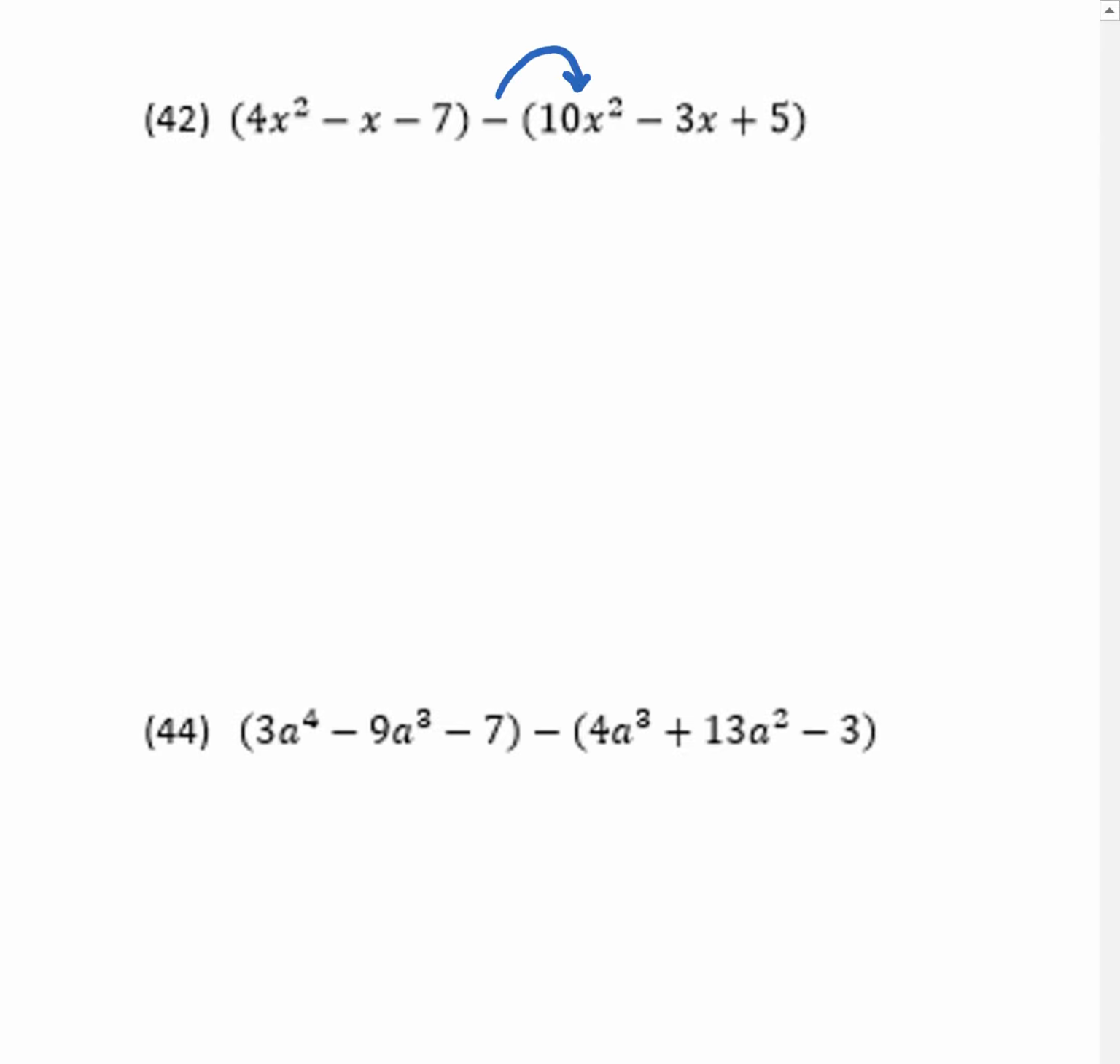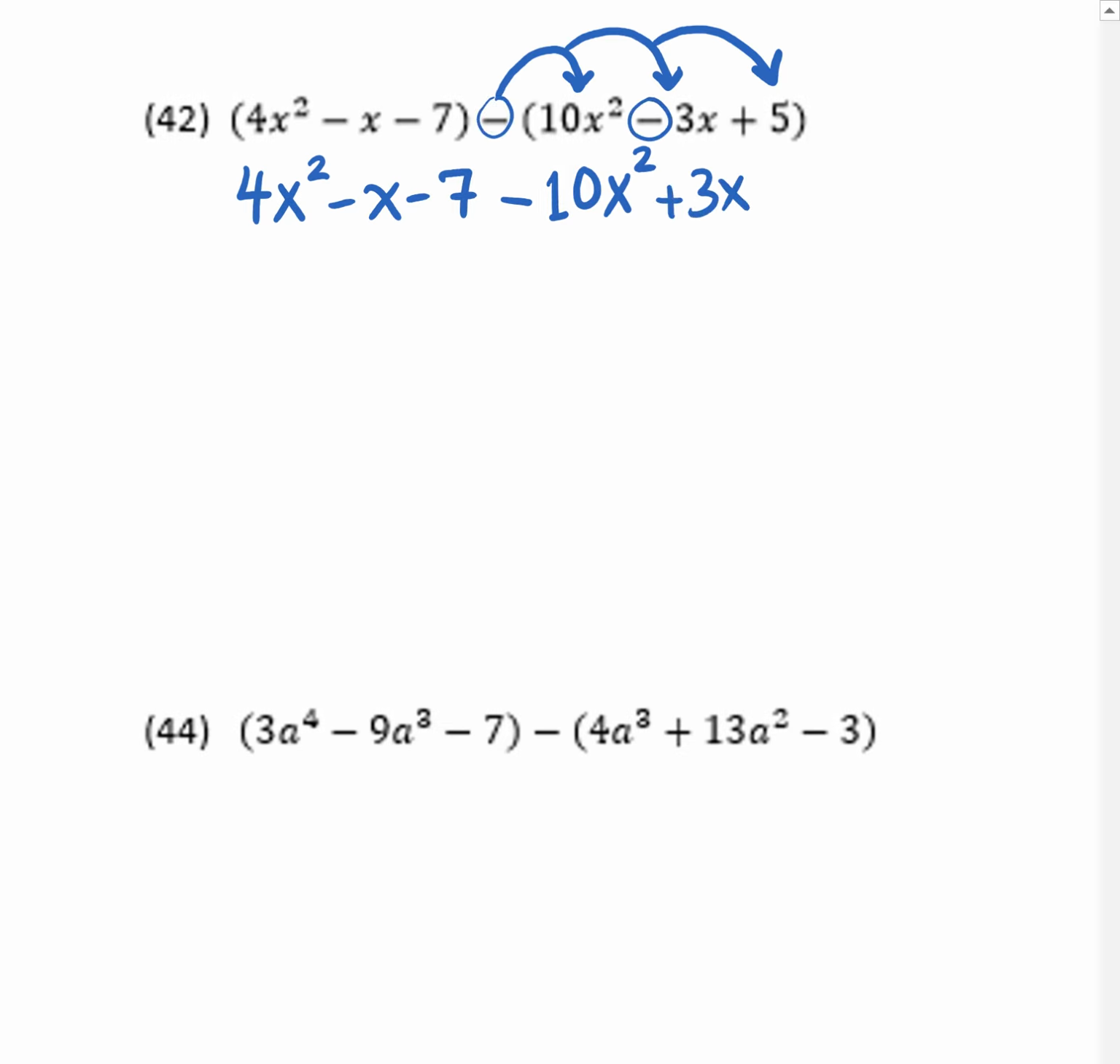Number 42, it just has more terms, but still it's similar to the previous one. We're going to distribute this negative onto all three of these terms. No need to do anything to the polynomial on the left, because there's nothing to the left of its parentheses to distribute. But I have to change everybody's sign on the right, because a negative on a 10x squared will make it a negative 10x squared. The negative on the negative 3x will make it a positive 3x. And this negative on the positive 5 will make it a negative 5.